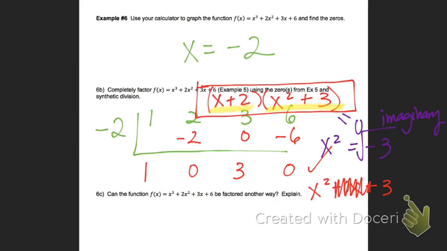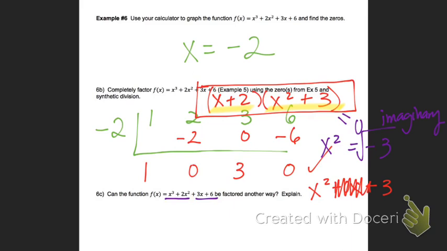Just something fun. Now, 6c, can the function be factored in another way? What's the method when you've got 4 terms? Pull out a number. Grouping. Try grouping it. See if you get the same thing. Okay, wait, I think I may remember how to do this.